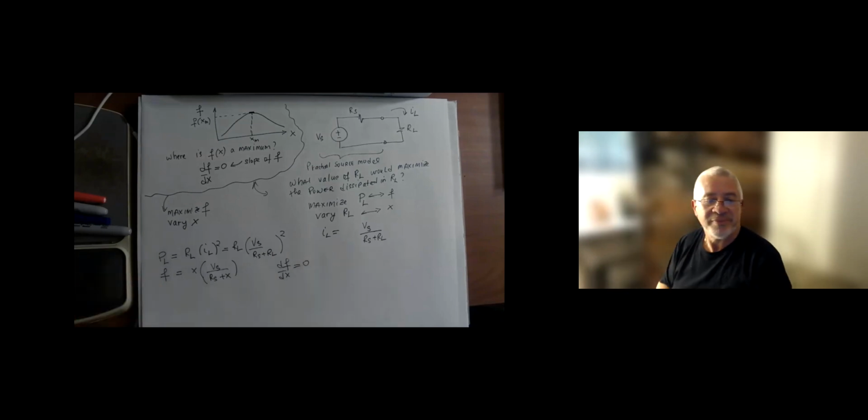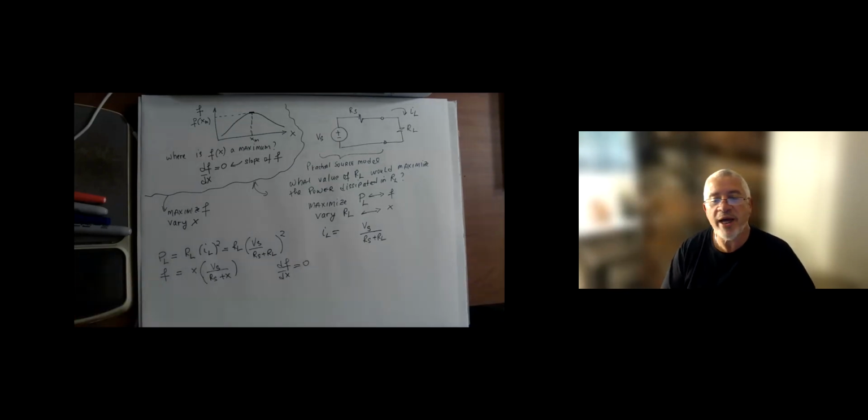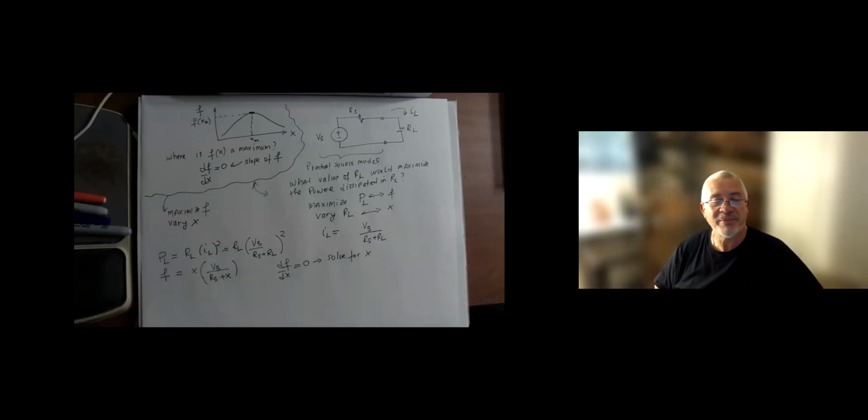I can almost write this as f is equal to x times VS squared over (RS plus x) squared. Then I'm going to look at df/dx equal to 0, and solve for x, which is, in essence, solving again for RL. My RL is my x.